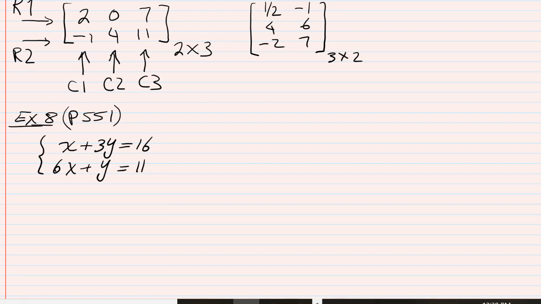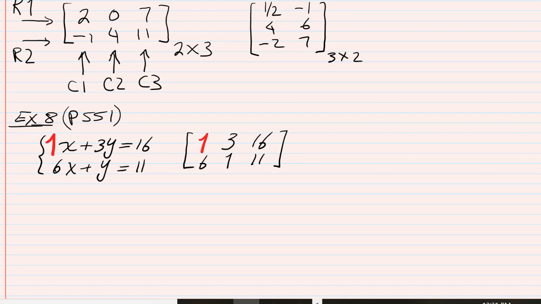Now, first I need to write the system in matrix form. Because I have 2 equations, I'm going to have 2 rows. The coefficient on x is 1. If it's not written, it's 1, so that's going to be 1. Then the coefficient on y is 3, and the number by itself is 16. In the second row, the numbers are 6, 1, and 11, correct? Those are the coefficients again. Notice we have a system, and it was translated into a matrix that is 2 by 3.